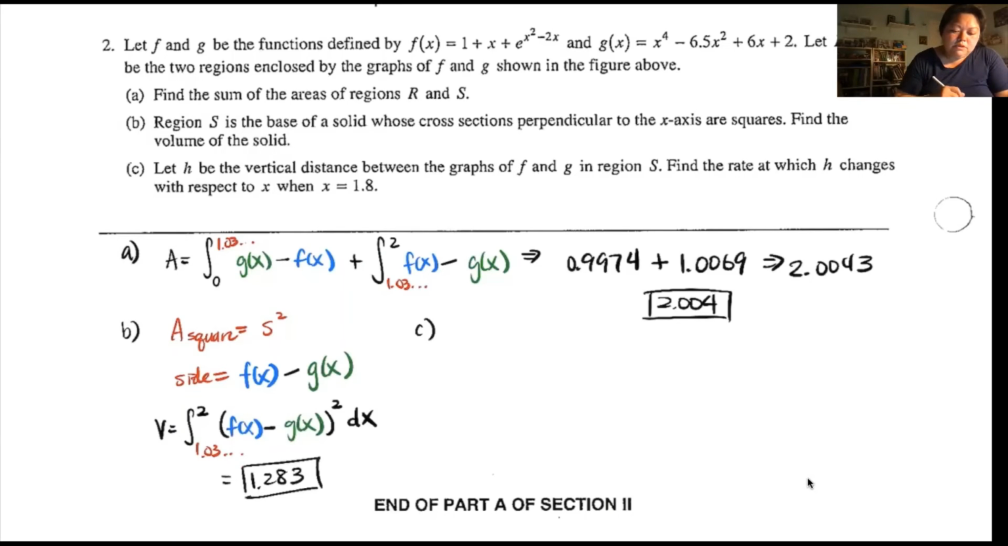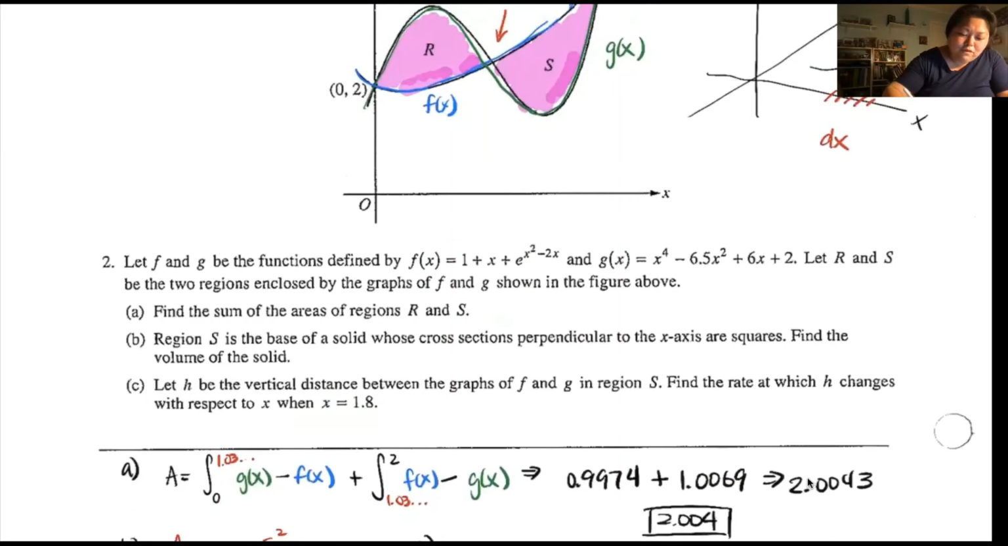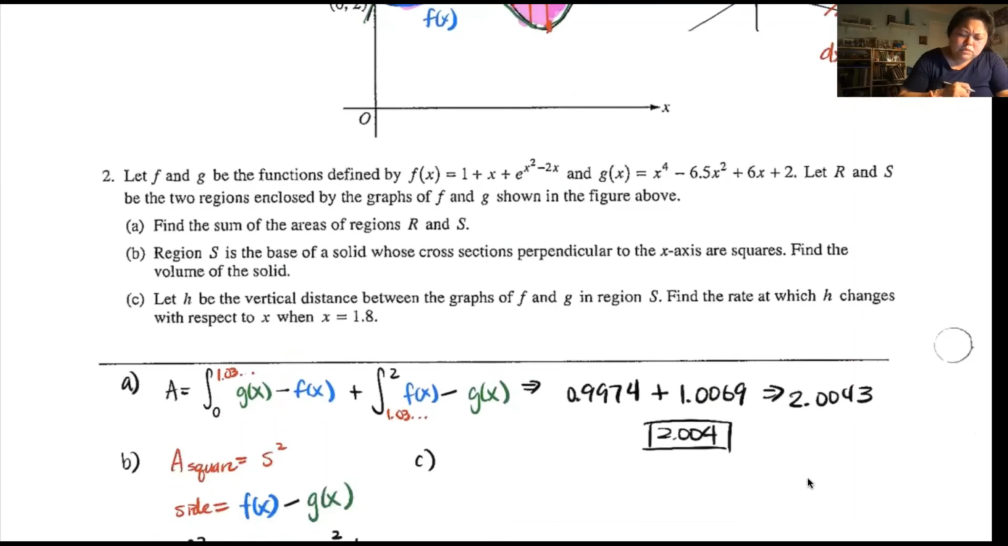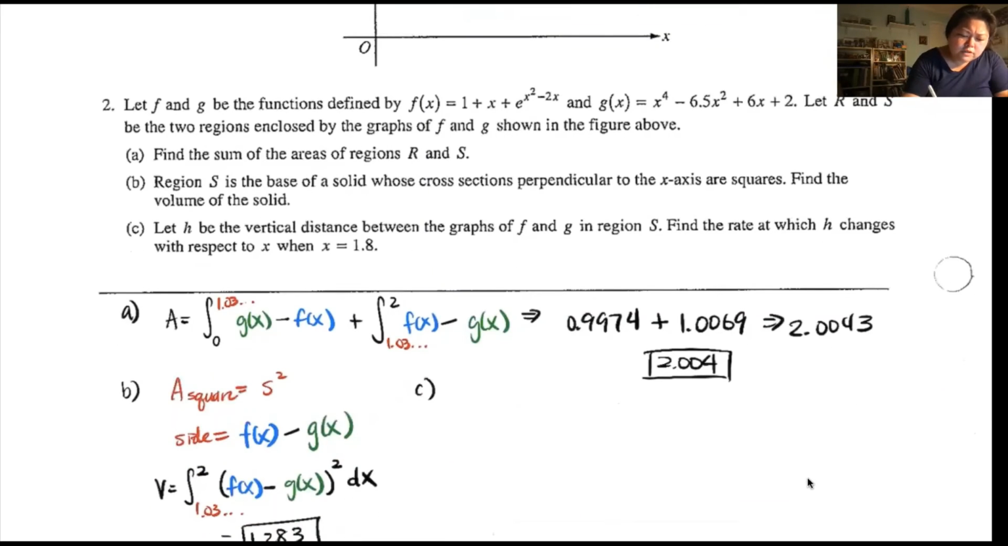Let H be the vertical distance between the graphs of F and G in region S. This is just a funny way of saying I'm looking for this length right here. So again, it's top minus bottom. That's the region of it, right? Find the rate at which H changes with respect to x when x equals 1.8. Okay, so it says H is a vertical distance. So what is H of x really? Well, H of x is really my top function, f of x, minus the bottom function. I feel like we're just repeating ourselves, right? It's like Twilight Zone. Okay, so it's just the same thing again. So h of x is equal to f of x minus g of x.